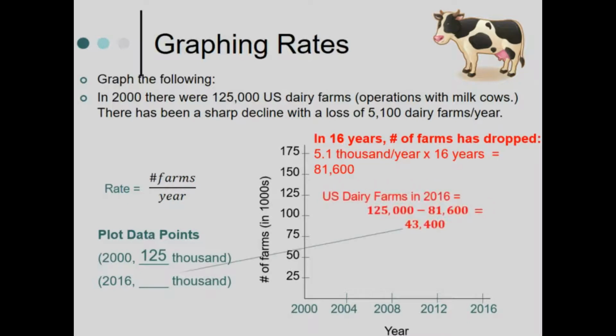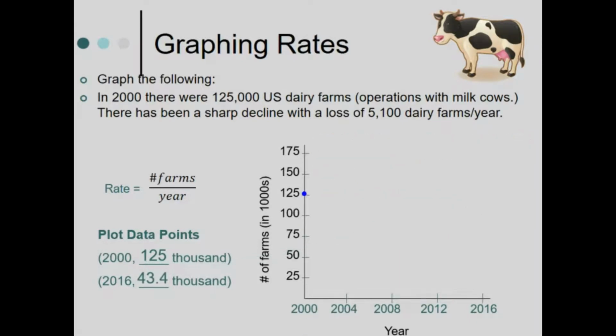time period. How many farms that is will be determined by taking the original number in 2000, 125,000 farms, minus the number that have been lost in this 16 years, resulting in a remaining number of farms, 43,400. Plotting these two values then, the year 2000 and the data we found for 2016, we now have a graph showing this trend or decline in the number of dairy farms.